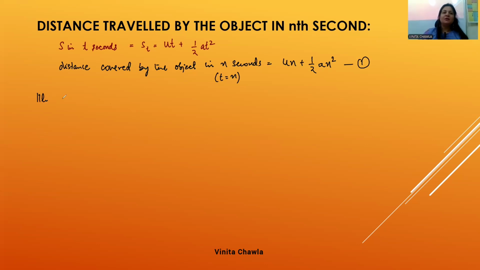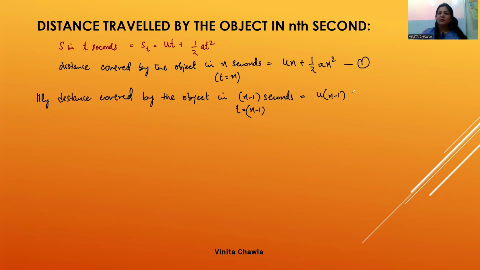Similarly, we can write distance covered by the object in n minus 1 seconds. This is equal to u. Now in place of t, we will write n minus 1, है ना? u(n minus 1) plus half a (n minus 1) whole square. Let this be 2.